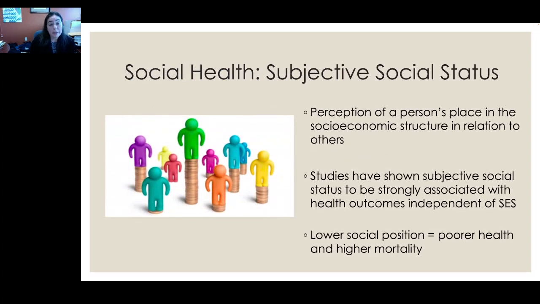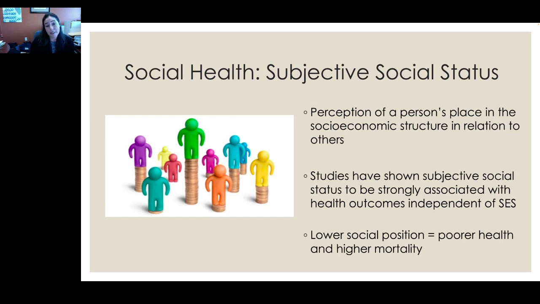As far as social health measures, I don't know if you're familiar with subjective social status, but this is something that we included in this project. Subjective social status, or SSS, is the perception of a person's place in the socioeconomic structure in relation to others. And studies have shown that subjective social status is strongly associated with different health outcomes independent of socioeconomic status, and that lower social position is associated with poorer health and higher mortality.